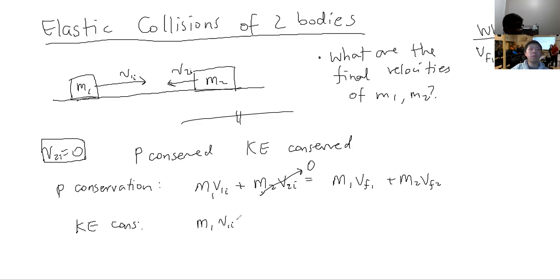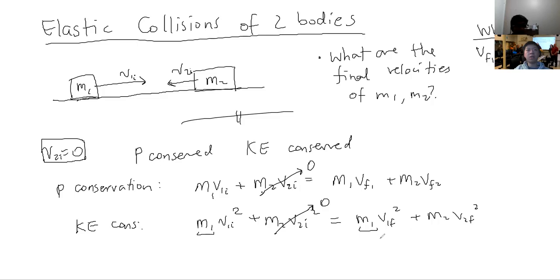So M1 V1I squared plus M2 V2I squared is equal to M1 V1F squared plus M2 V2F squared. Because V2I is zero for now, this term also becomes zero. Now I'm going to group together all the terms with M1. I'm going to make a new page for this. We get M1 times V1I squared, but now we subtract the other term because we were carrying it over from the other side, right? So V1F squared is equal to M2 V2F squared.